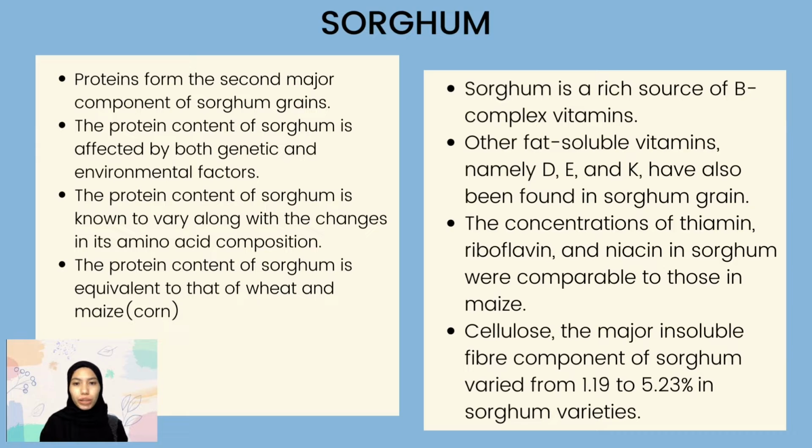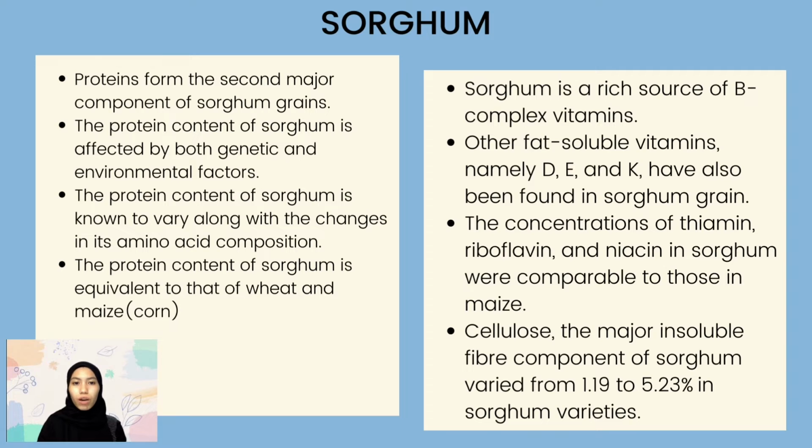Protein is the second major component of sorghum grain. The protein content of sorghum is affected by both genetic and environmental factors. It is known to vary along with the change in its amino acid composition. The protein content of sorghum is equivalent to that of wheat and maize. High fiber content and poor digestibility of nutrients is a characteristic feature of sorghum grains, which severely influences consumer acceptability. Sorghum cultivars have been proven to have reduced amounts of lysine, threonine, and total sulfur amino acids.